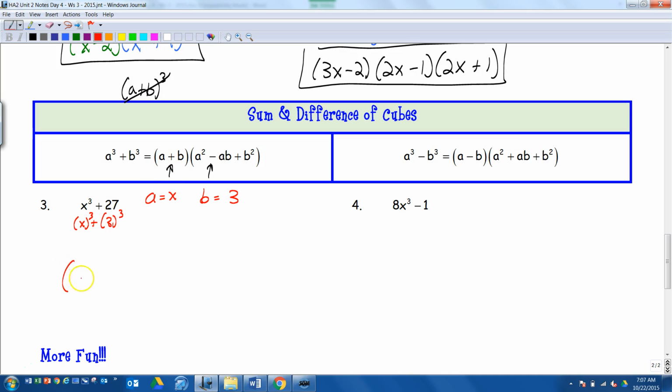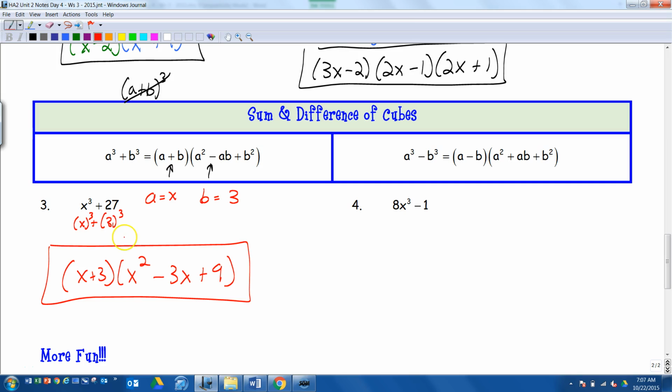The answer is a plus b, so x plus 3, a squared, which is x squared, minus a times b, which is 3x, plus 3 squared, which is 9. That's the answer. If you do sum or difference of cubes, this second piece will never be factorable. So you're pretty much done once you do that.